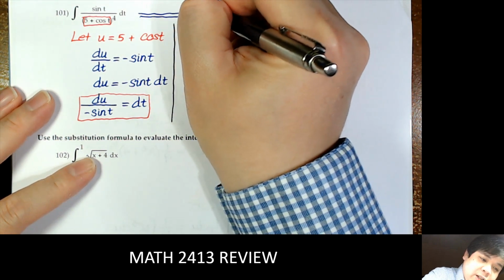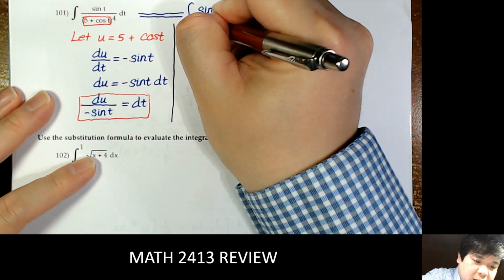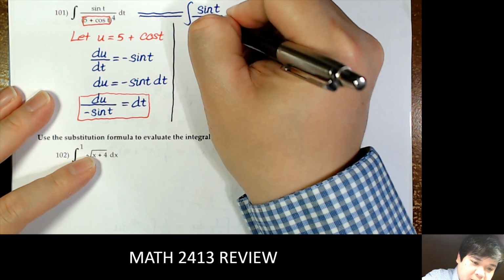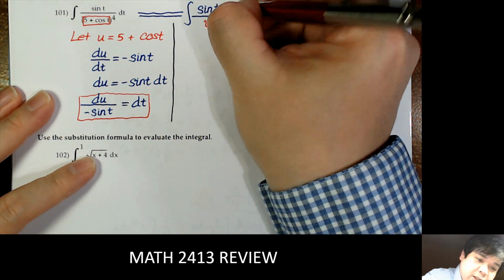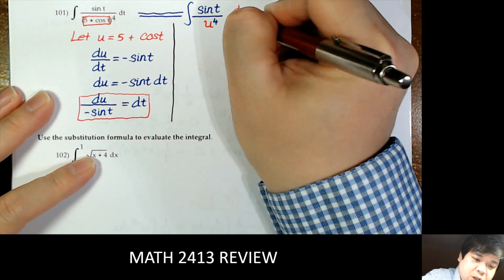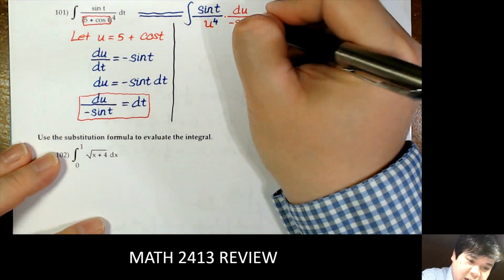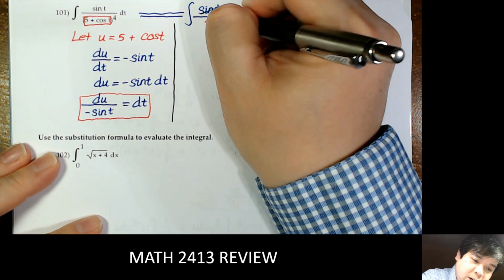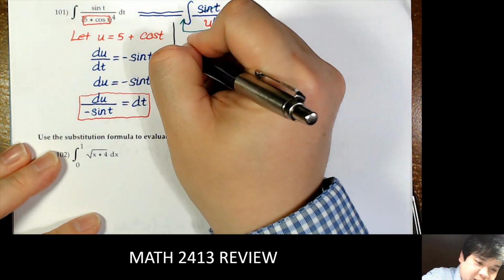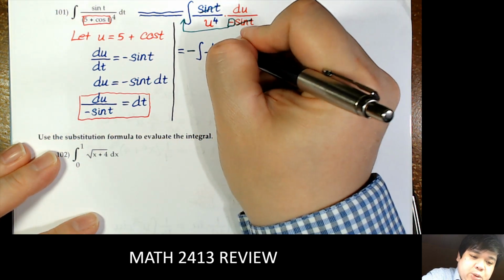Sine t stays there. On the bottom we have 5 plus cosine t, which is going to be u to the 4th power. Dt is du over negative sine t. Notice that is not subtract, it is multiply here. So the sine t can cancel with the sine t. This negative sign, I will take it outside. And we have 1 over u to the 4th power du.